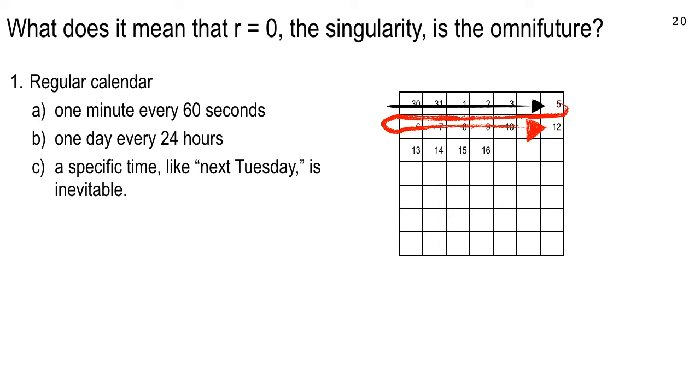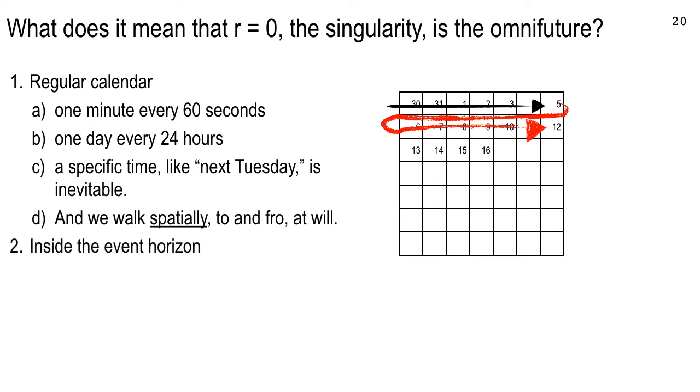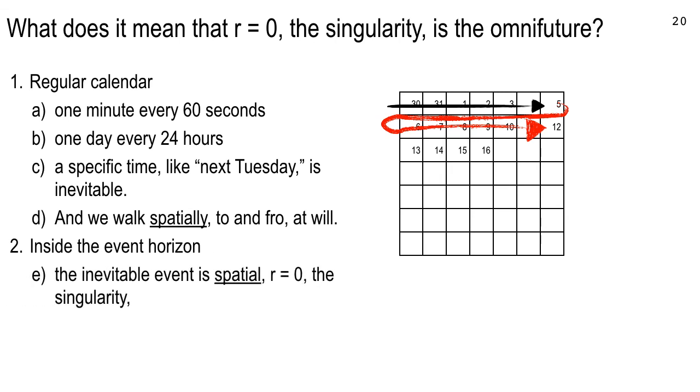We're coming at it 60 minutes every hour. But the other 3 dimensions, we walk. We walk those as we please. We go up the aisle. We're going in 3 dimensions. You get in a plane, you travel in all 3 dimensions, no problem. Now, inside the event horizon, a little bit different. The inevitable point is a spatial point. The center, r equals 0.